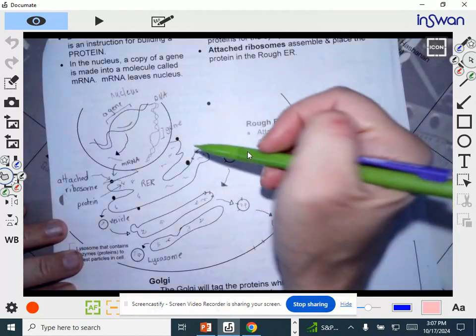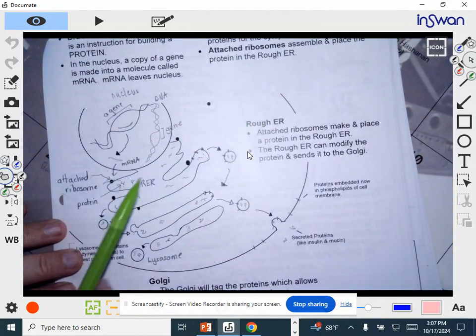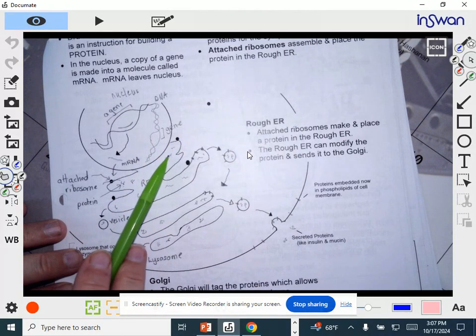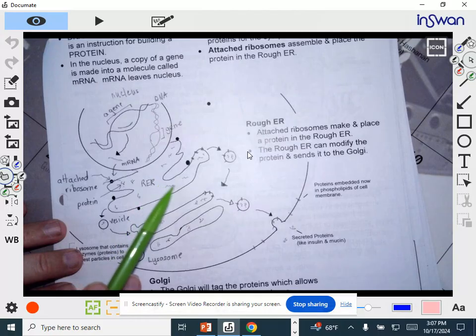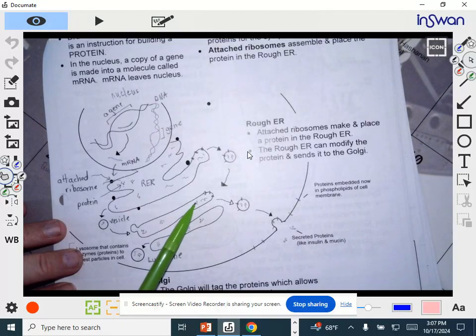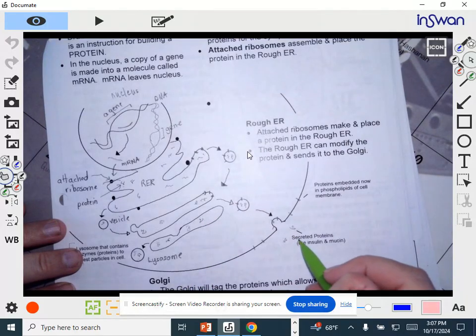And let's go over here, and we've got another attached ribosome. Again, it got instructions, mRNA. It built a protein, put it in the rough ER. The rough ER is packaging it up and sending it to the Golgi. And then the Golgi can package it up and send it. In this case, it looks like it is being secreted outside of the cell.